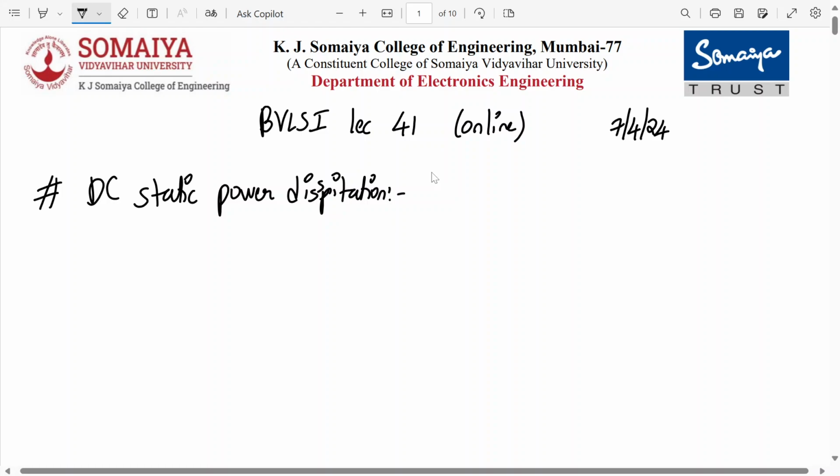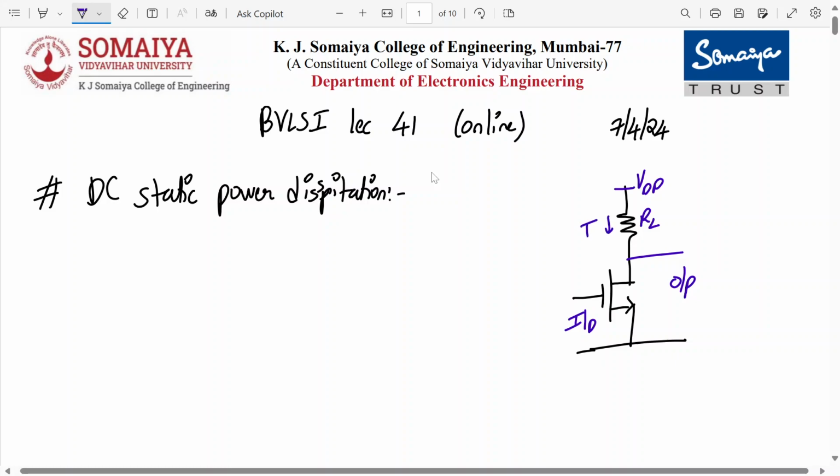Okay, let me draw the resistive load circuit once again very quickly. We can draw the 3 terminal also, no problem. So here is my input applied, here is my output, and here is my VDD. This is RL, this is IRL, this is ID. Alright, this is my resistive load NMOS inverter.